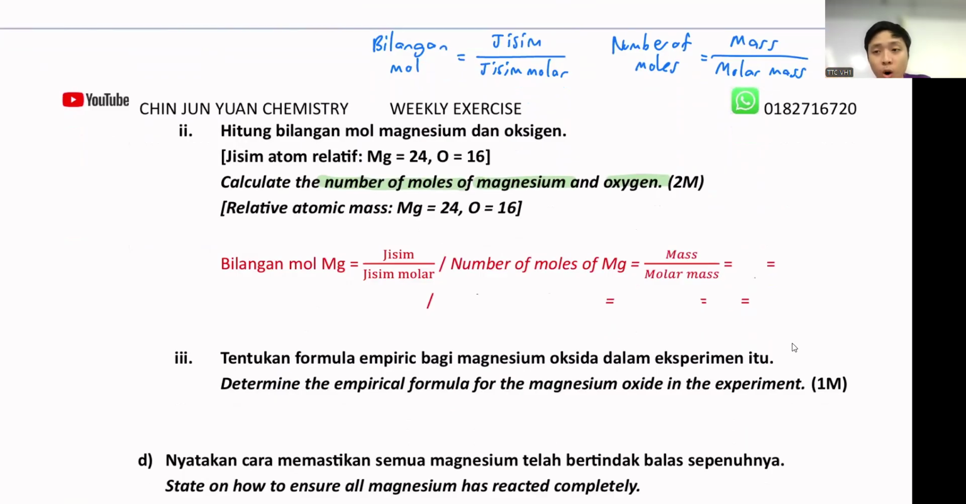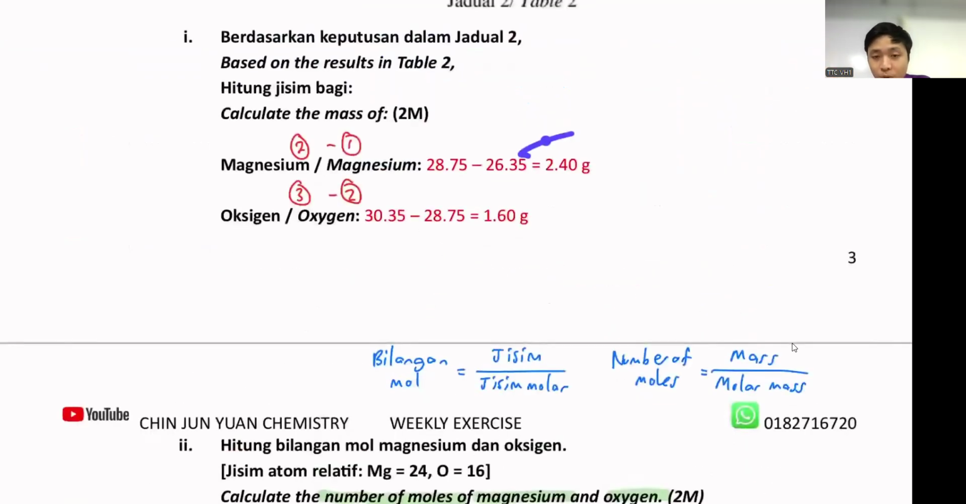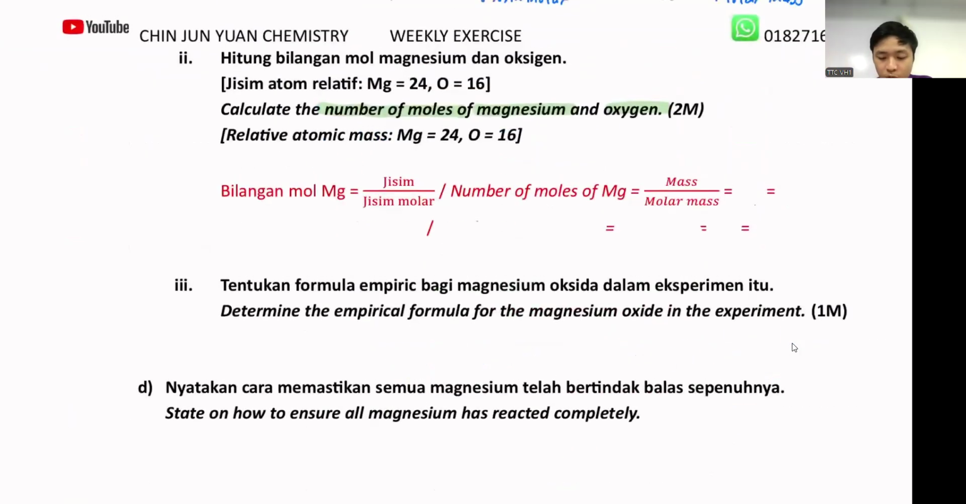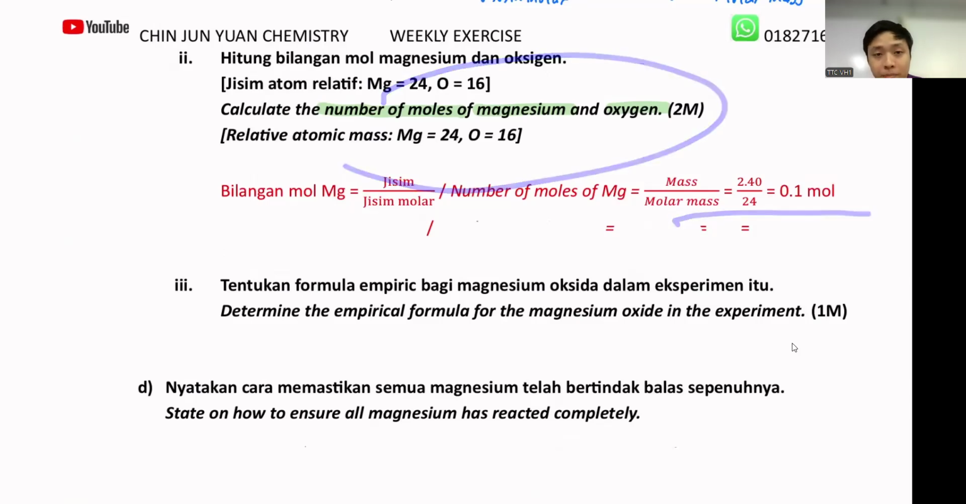Just now, we already got the mass, which is 2.4 gram. The molar mass of Mg is 24. Just divide, and you will get 0.1 mole. Not yet, be careful. That's why in exam, you always read the questions. After you do one part, you read the question again. Make sure you don't miss anything.